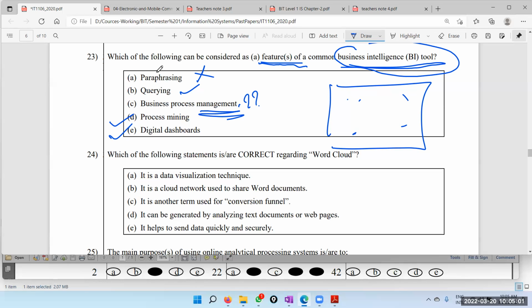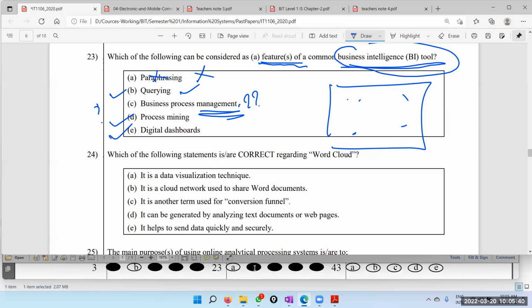So definitely not paraphrasing. Features of common business intelligence tools: I will go for querying. Business process management, I have a little bit of doubt about that. So I will be going only for the less doubtful answers. I will go for B, D, and E. Maybe C, but I don't have enough confidence to mark that. Definitely A is wrong, because that is something mentioned in your communication subject in semester 2. I will go for B, D, E.